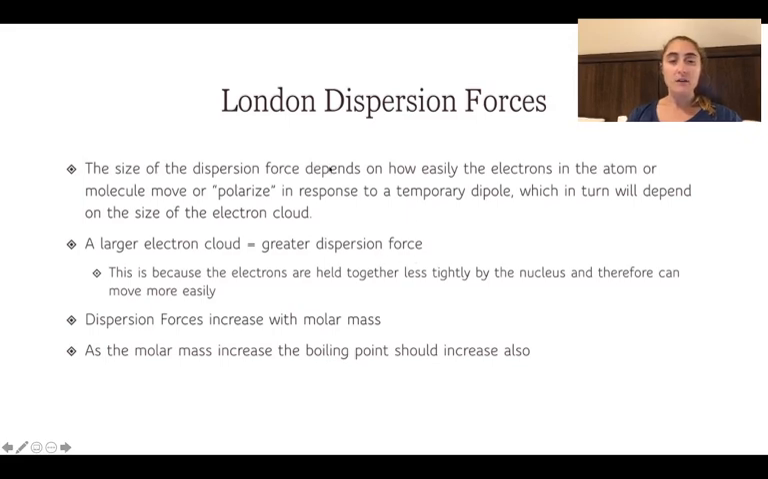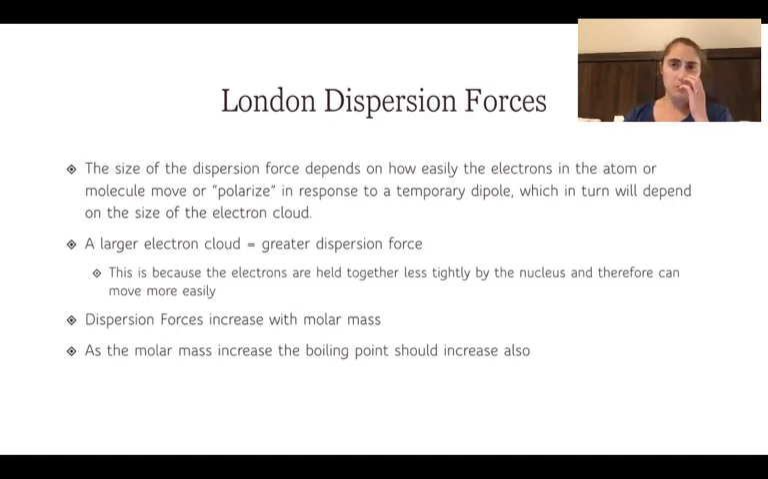So the size of the dispersion force depends on how easily the electrons in the atom or molecule move, or we would call that how easily they polarize in response to a temporary dipole. So how easily they're able to create that temporary dipole will tell you the relative size of that particular dispersion force. And that will then tell you how large that electron cloud is that is going to be surrounding that nucleus. So the larger the electron cloud is, the greater the dispersion force.